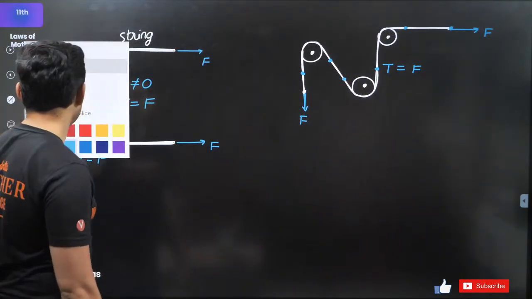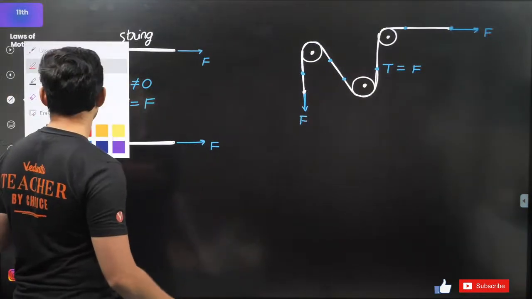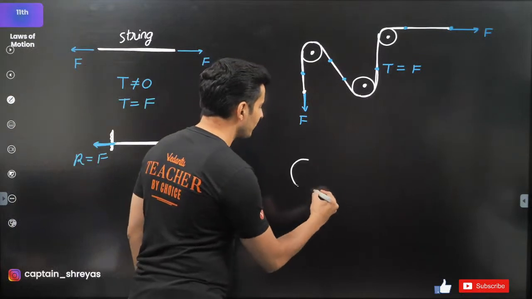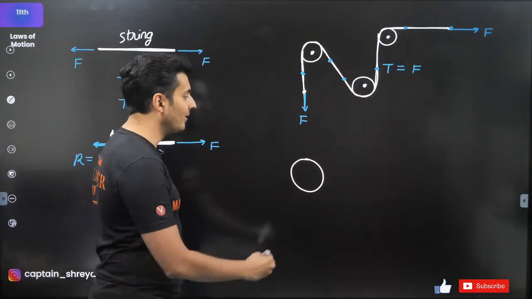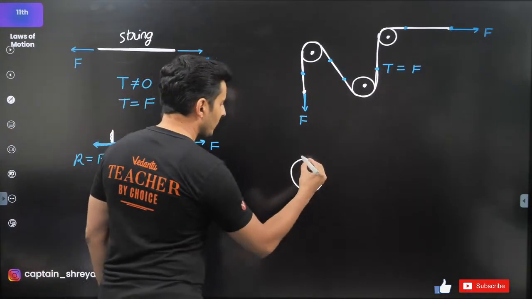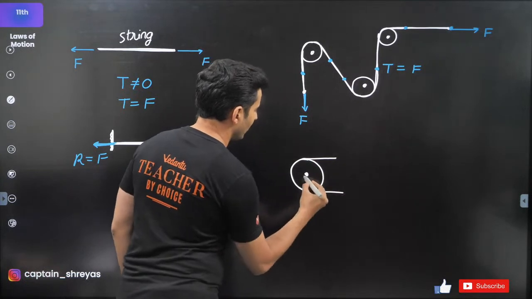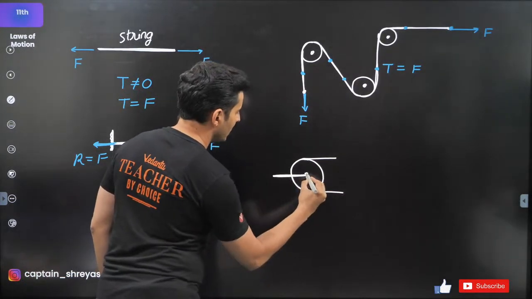I have one more question for you. Just imagine I have a pulley over here. And then what I have is basically a string which is probably going like this, wrapped around like this and going like this. All right.